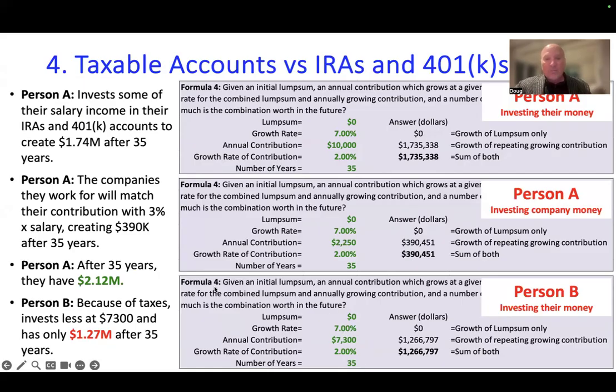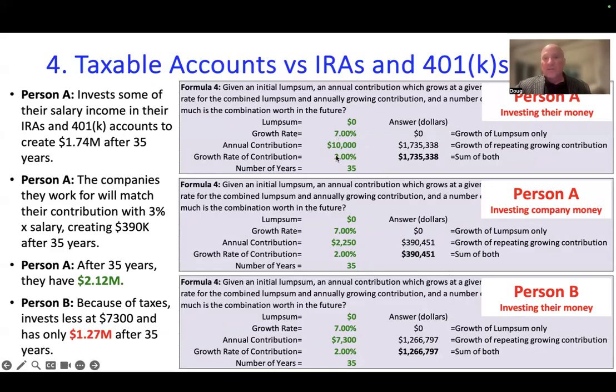Add that all together in Formula 4 from the investing formula spreadsheet, and they add up to $1.3 million. Compare that now to the person who was able to invest $10,000, incrementing that at 2% a year and gaining in the investment growth.